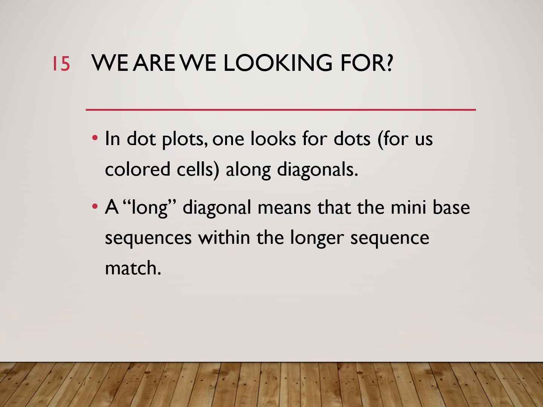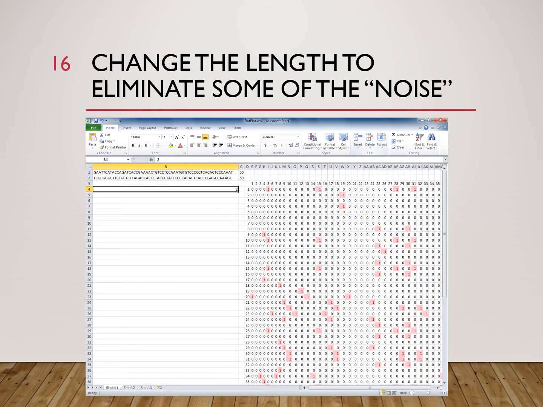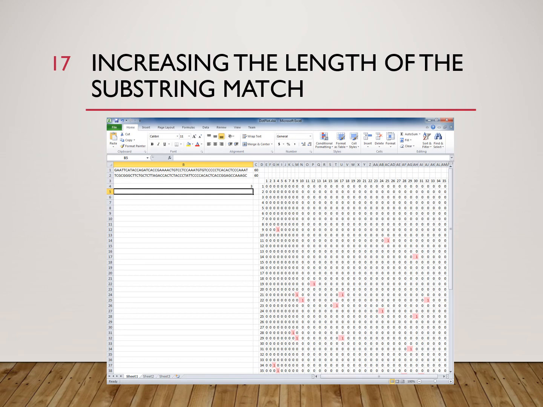But if we see diagonals, that corresponds to a longer sequence, and as we change the match length, it's those long sequences that survive the longest. Here we've changed the length in B4 from 1 to 2, so there are fewer reds around. And here's the change to 3. With each increase in the match length, we find fewer and fewer matches.